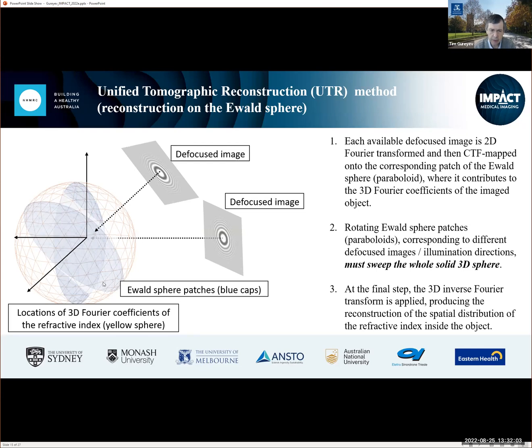And the goal is to have so many images that those caps will sweep the whole three-dimensional volume. And then we will be able to reconstruct the whole sample, right? So each image contributes just a cap, but multiple images can produce the whole sphere with a three-dimensional Fourier transform of that distribution inside that sphere, and that gives us the spatial distribution of the refractive index in this method.